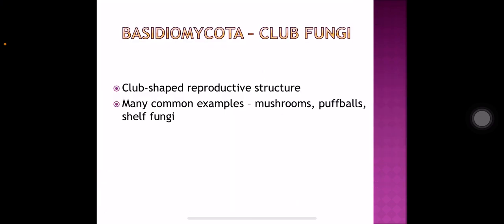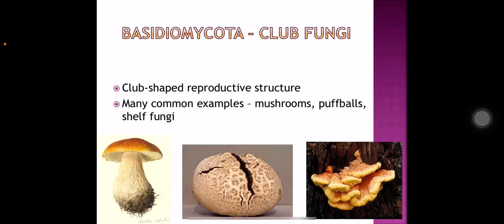The third category is Basidiomycota. Basidiomycota are also known as club fungi because basidium means club. They have club-shaped reproductive structures, and many common examples of Basidiomycota include mushrooms, puffballs and shelf fungi. And these are some photographs: mushrooms, puffballs and shelf fungi.